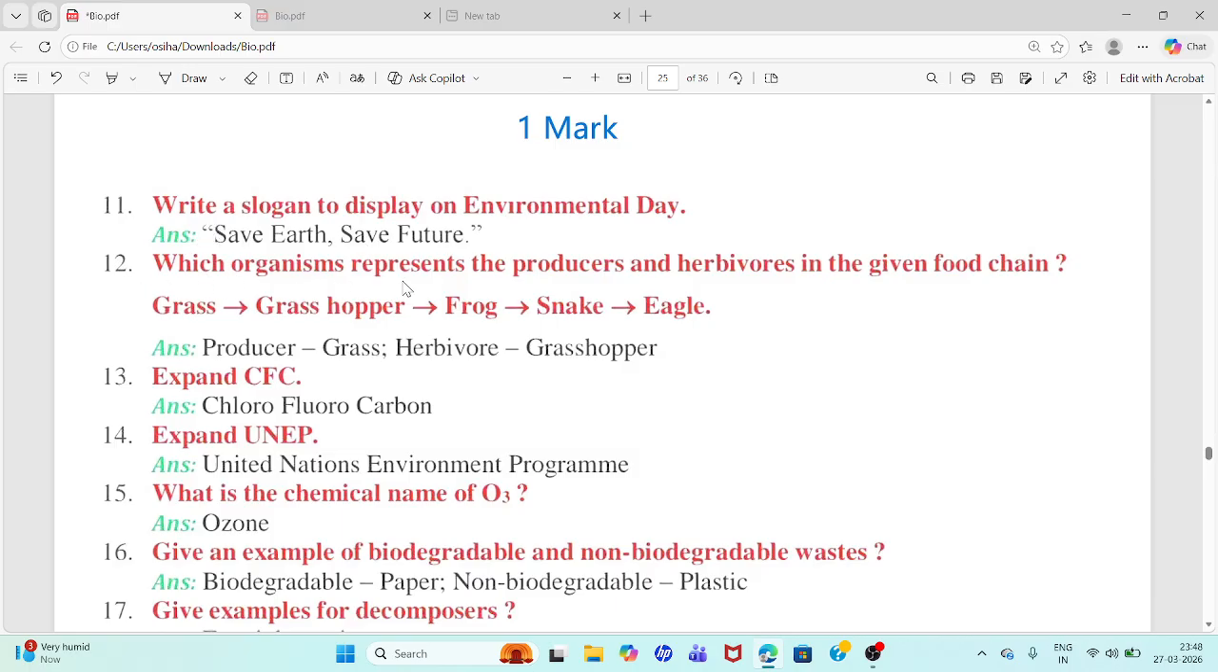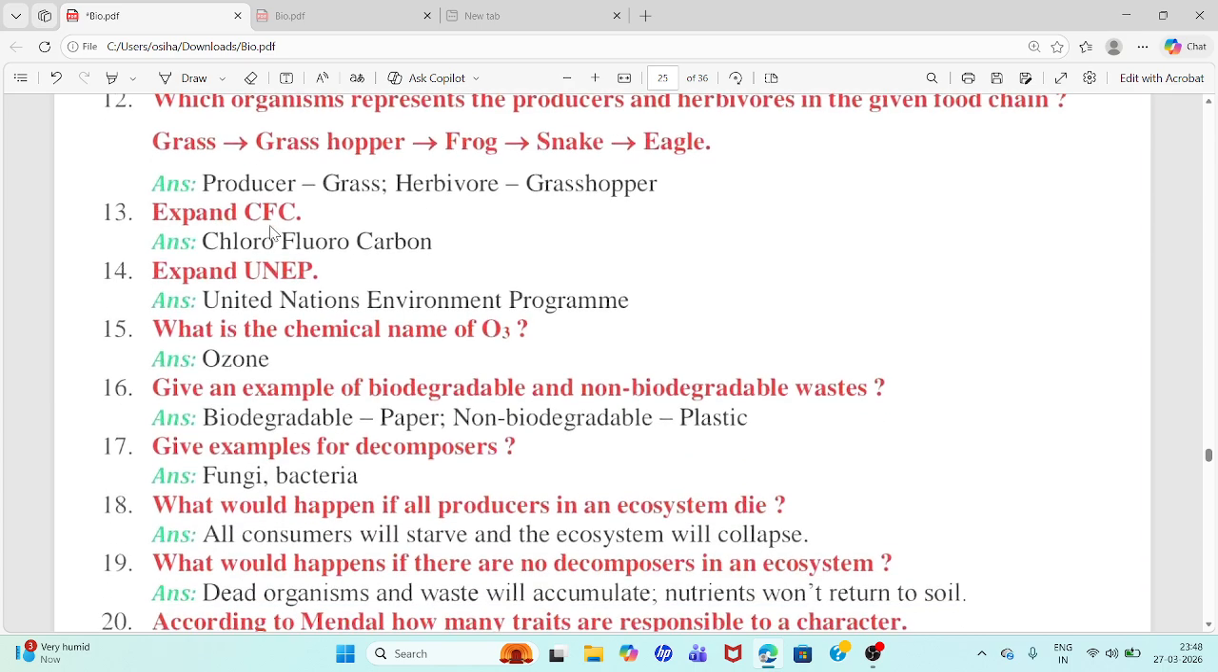Which organisms represent the producers and herbivores in the given food chain? Grass, grasshopper, frog, snake, eagle. Producer is grass and herbivore is grasshopper. Expand CFC: chlorofluorocarbon. Expand UNEP: United Nations Environment Program.